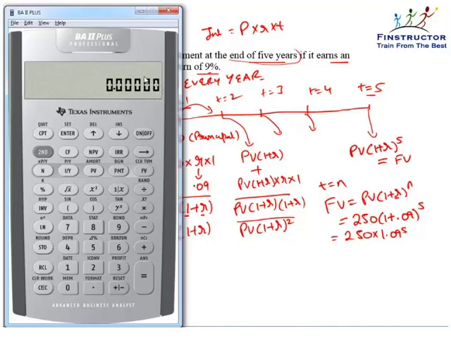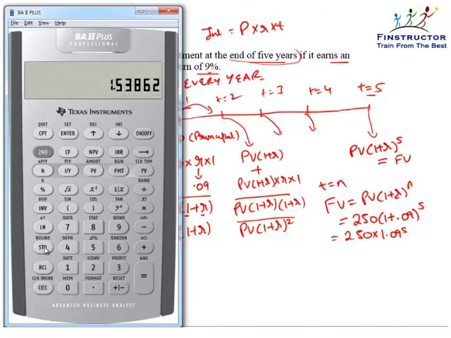We now want to calculate 250 into 1.09 to the power 5. So we will first calculate 1.09 and we want to raise this to the power 5. So we'll press y to the power x and we'll press 5. So that will do 1.09 y to the power x 5 and press equal to. We'll see 1.5386.